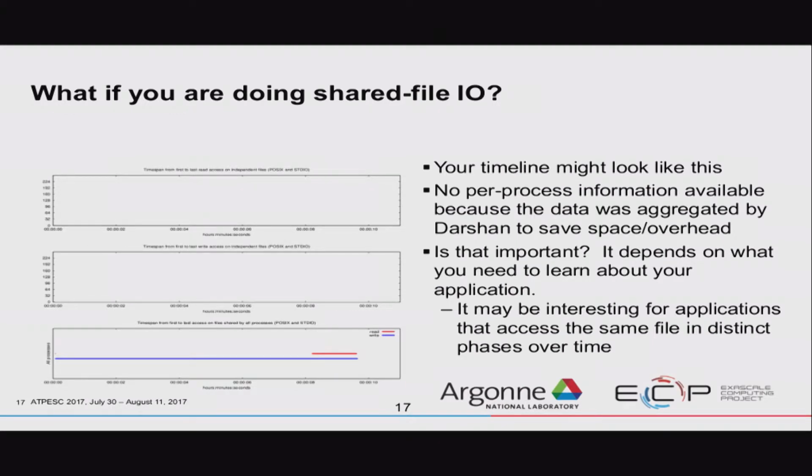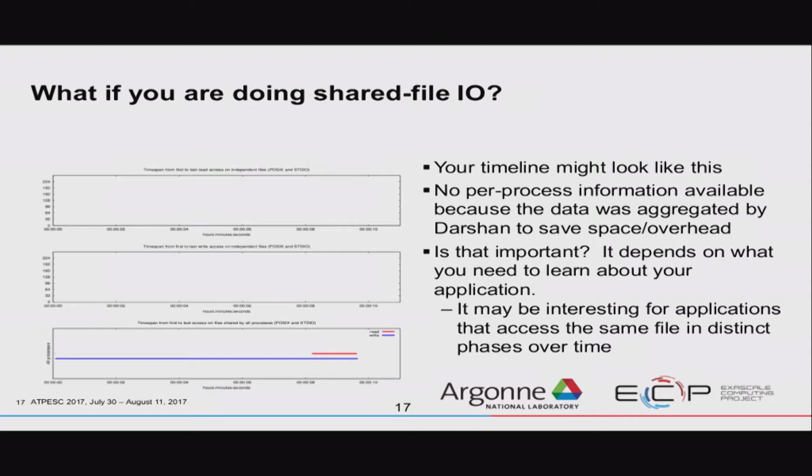One thing that may happen, if you're doing shared file I/O, is that this is what your timeline might end up looking like. The top two graphs show file per process activity, so there's none in this case. The bottom line shows shared file activity, and you just get one big stripe. So it doesn't know which processes accessed the file when, because it's been collapsed into a single data point. Now, does that matter?